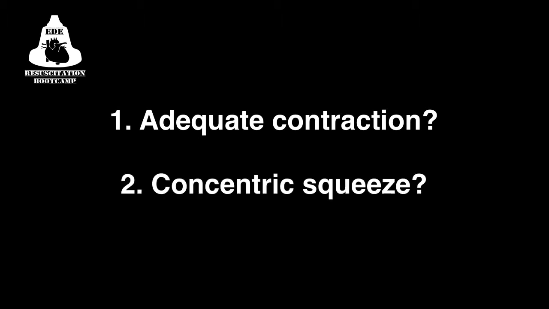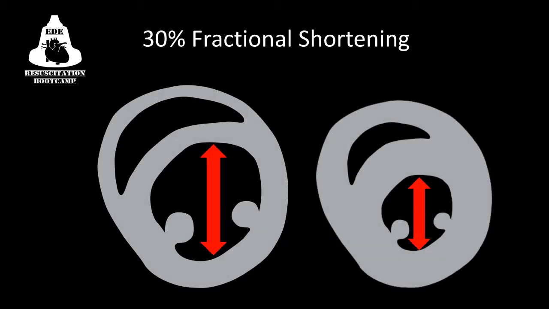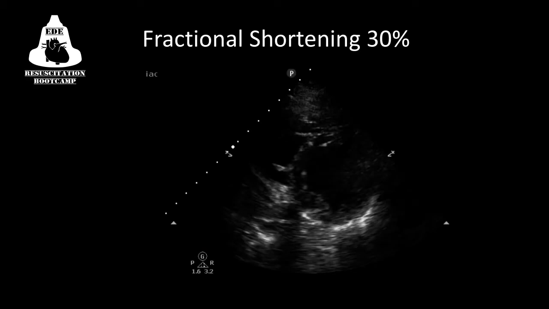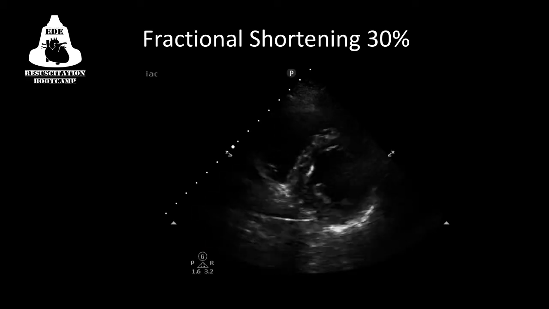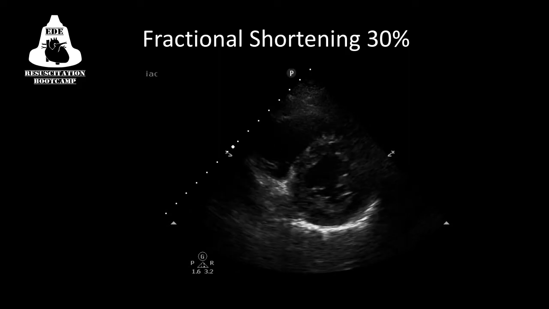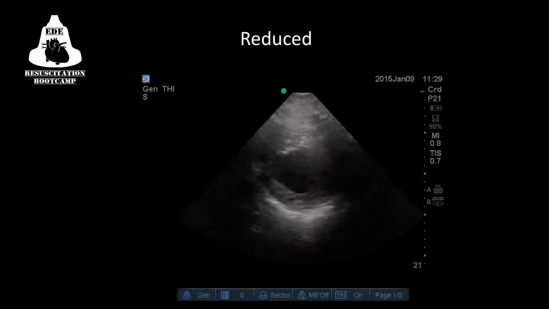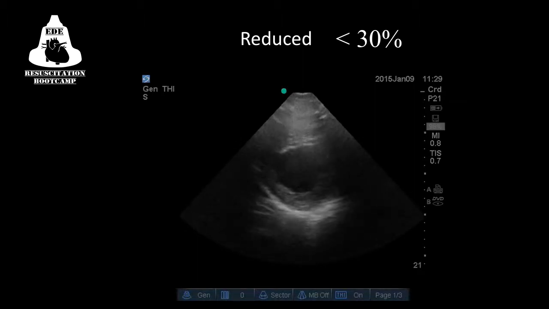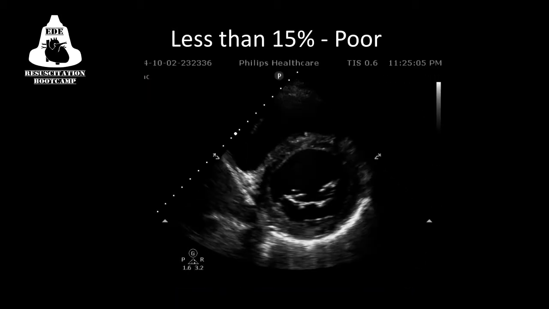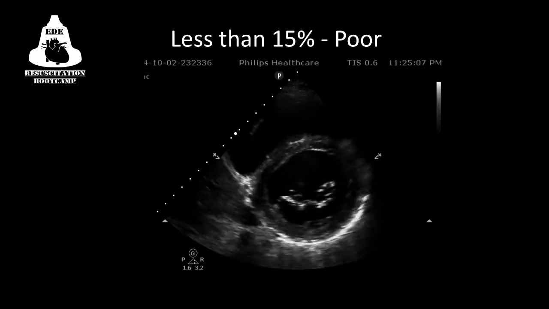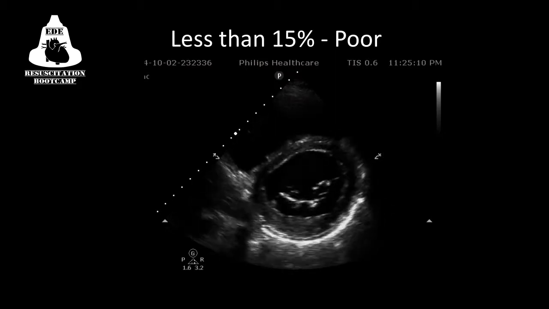Three things you need to look for: adequate contraction, concentric squeeze, and ventricular dilation. To assess contraction, look for 30% fractional shortening, just like you do with the parasternal long view. Eyeballing this particular video, you can see that it shows a normal squeeze of over 30%. This heart has reduced function with a fractional shortening that is clearly less than 30%. Here's a heart with extremely poor contraction and a squeeze that is less than 15%. Note that we are at the level of the mitral valve here.